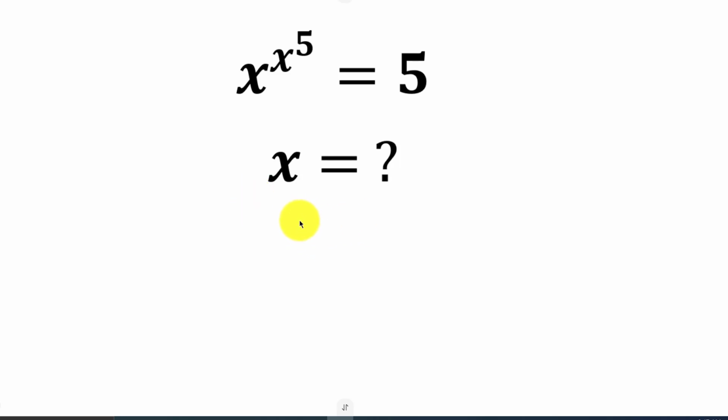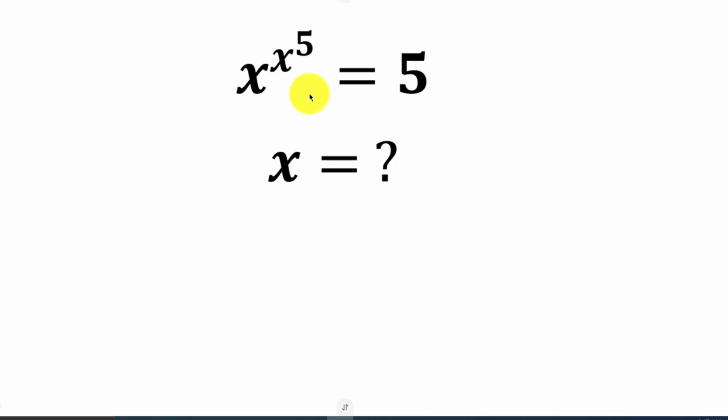We have this interesting question that says: find the value of x given that x to the power of x to the power of 5 is equal to 5. Well, this question is really interesting. We can even say it is intimidating, because what is this? Well, it becomes easy when you know the trick.